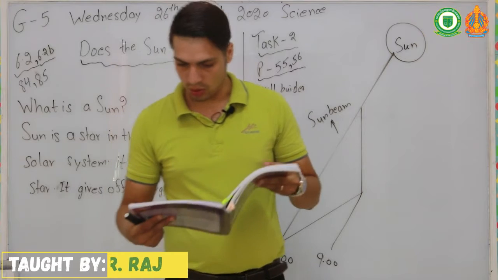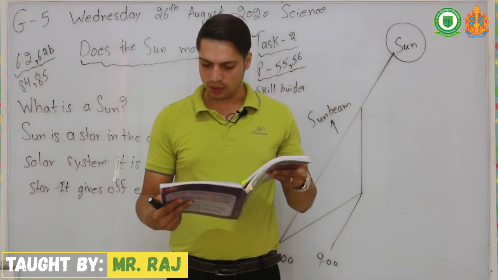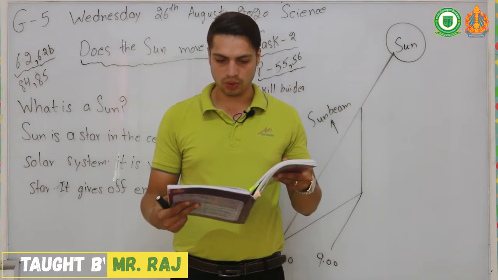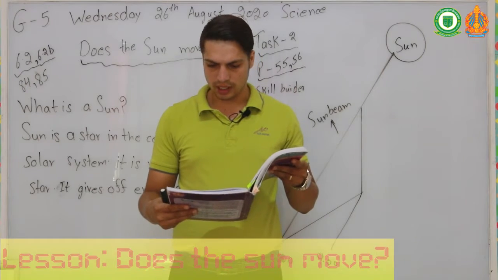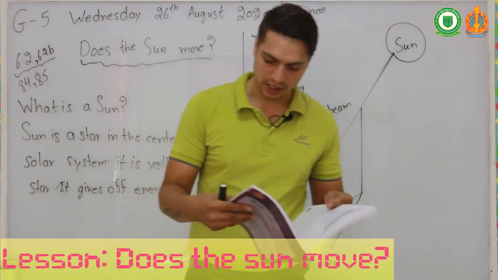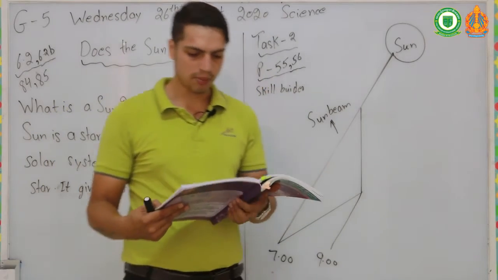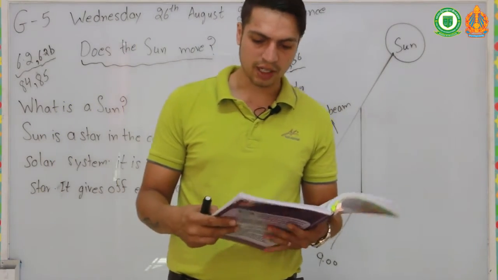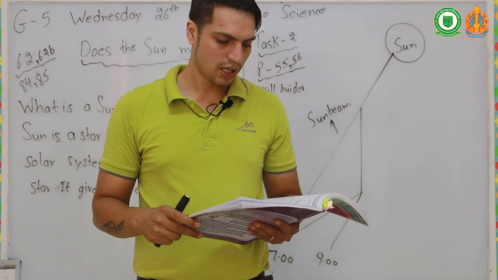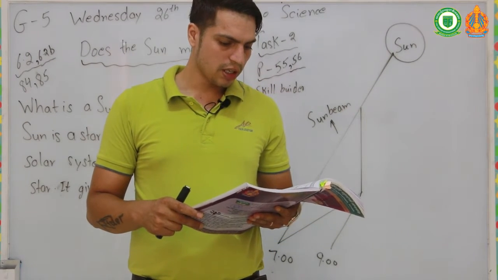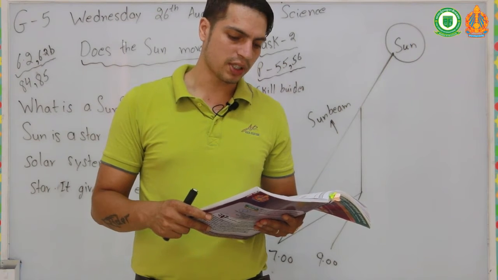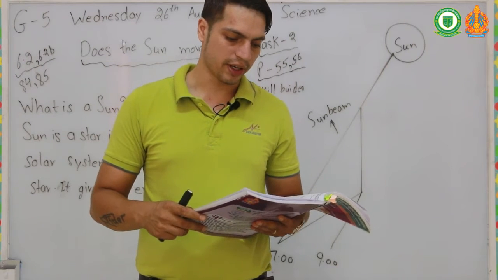So in this video I will give you task 2. Your task 2 is on page number 55, skill builder. 55 skill builder. I will read first, then I will explain what you need to do. Show the apparent movement of the sun on a shadow stick drawing.